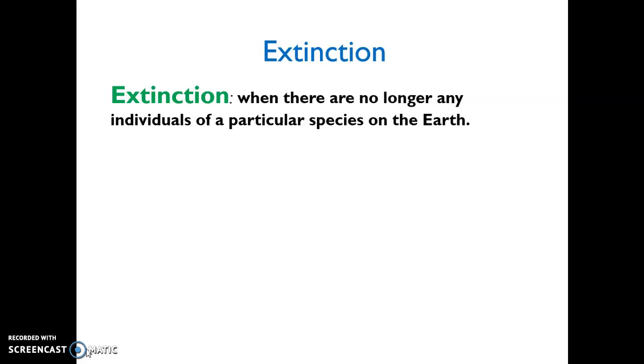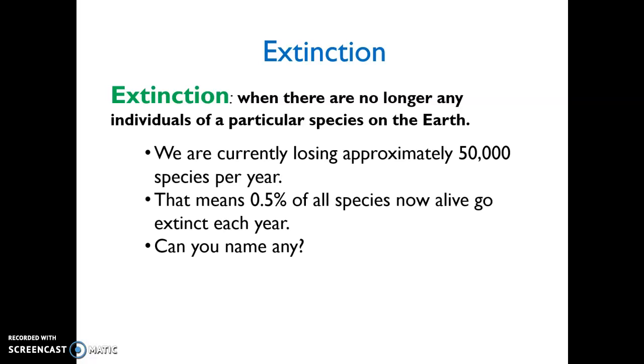First, let's define extinction. Extinction is when there are no longer any individuals of a particular species on Earth. We're currently losing approximately 50,000 species per year, and that's out of about 2 million known identified species, though it is approximated that there are probably up to 10 million species. But really 50,000 out of our known 2 million are becoming extinct each year. That is 0.5% of all species now alive will go extinct each year.